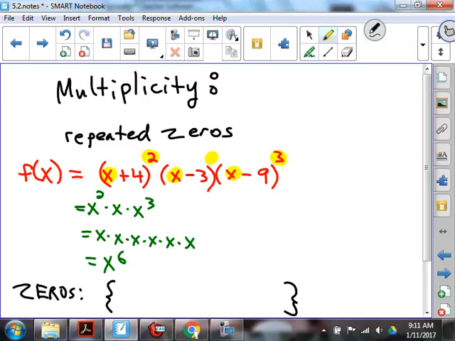Well, it's pretty clear that one of them is -4, right? And it's probably also pretty clear that one of them is 3. And it's probably also clear that another one of them is 9. But it's not clear what the other ones are.